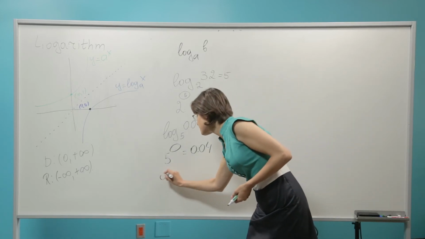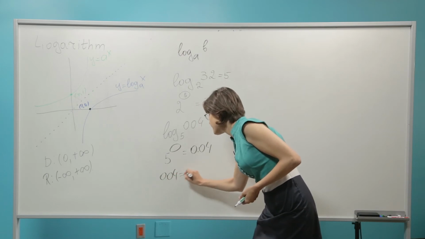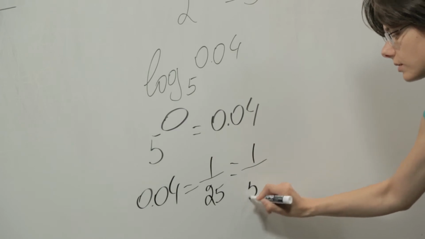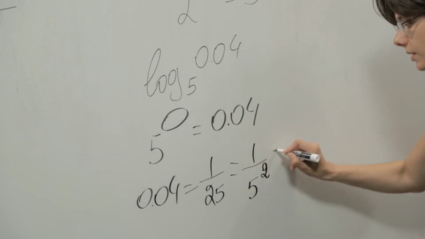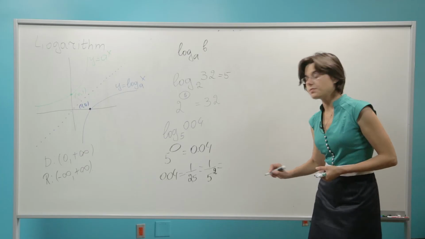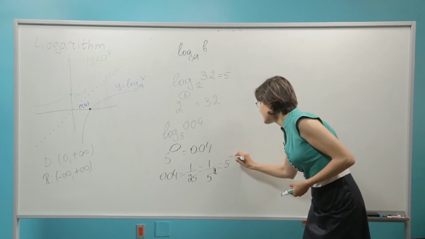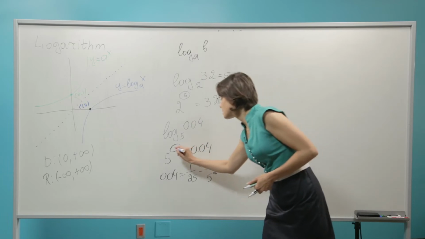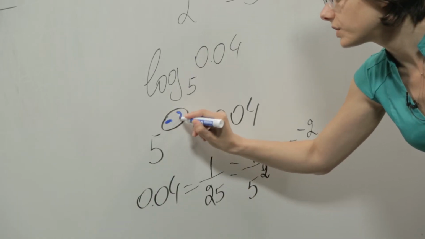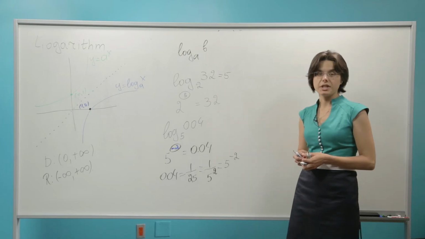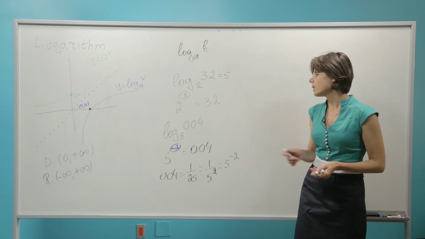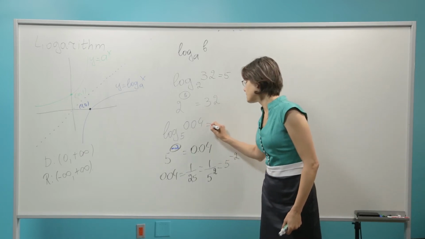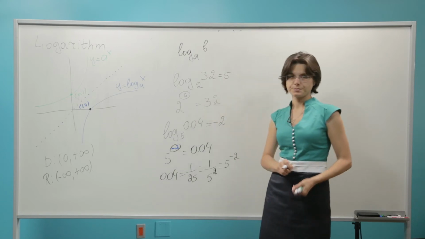So in other words, we have the following relation. And this is the same as 5 to the power of negative 2. So we have that we have to raise 5 to the power of negative 2 in order to obtain 0.04. So logarithm of 0.04 with base 5 is equal to negative 2.